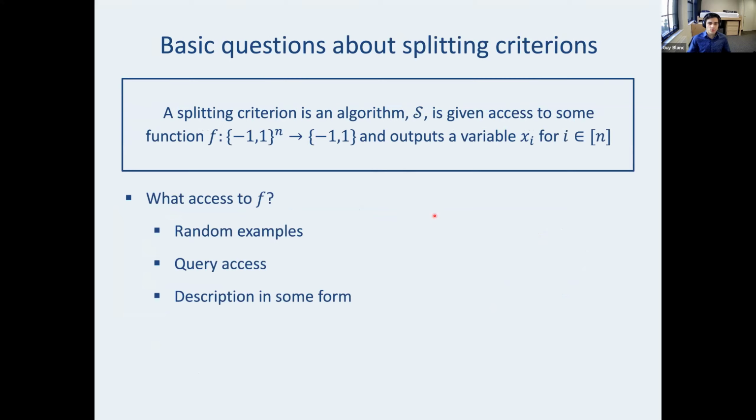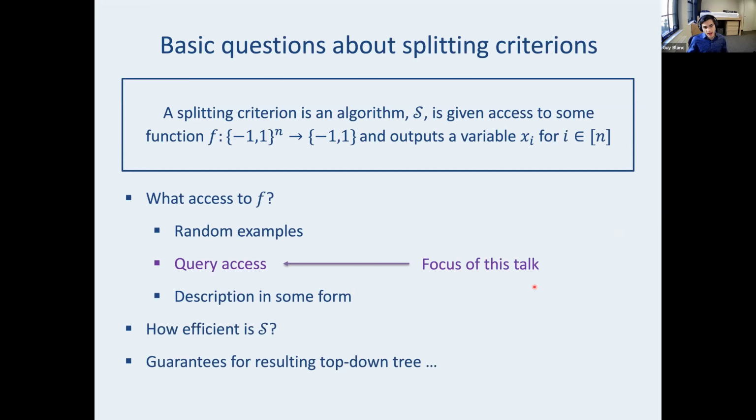So the first question we might ask is, what access do we get to the function? In learning, you might care about random examples. In other settings, maybe you have query access. You can pass in any input to the function and you'll know its output. Or maybe in some settings, you actually have the description of the function in some form, and you could do more than just query it. You can inspect it and see, I don't know, maybe you have a halfspace and you can look at the individual weights, for example. In this talk, we're going to focus on query access. But we do have some other work, for example, for random examples. This will just be the focus of the talk.